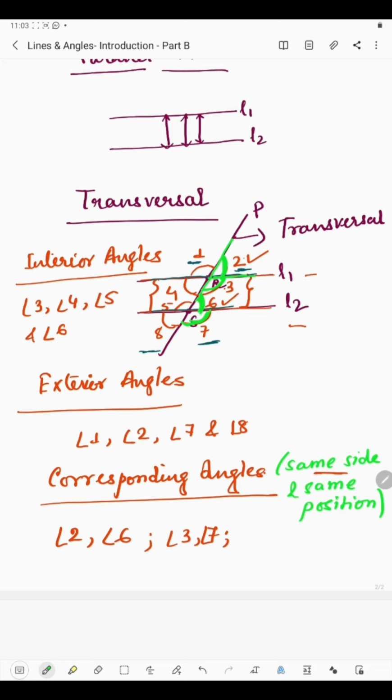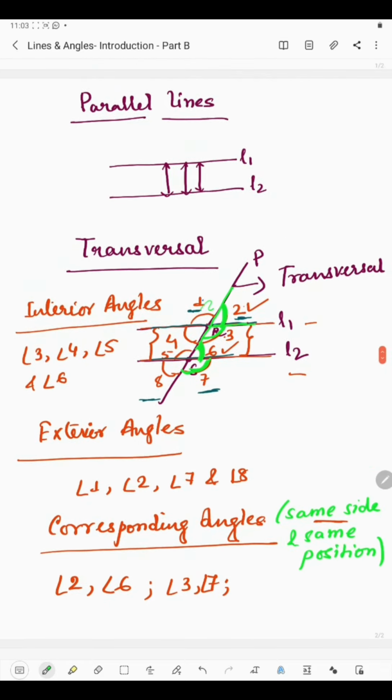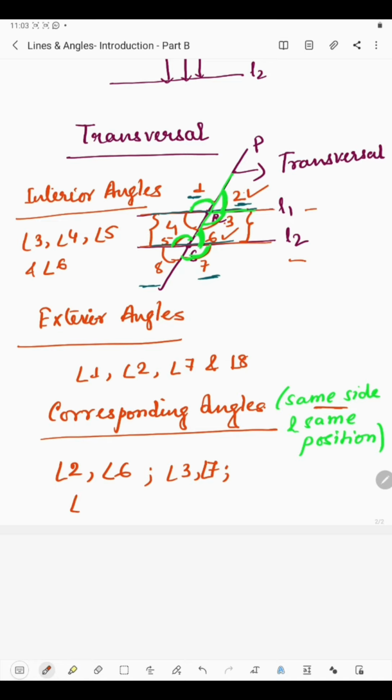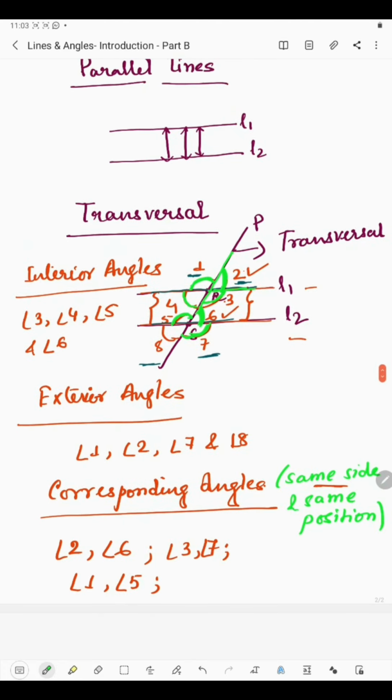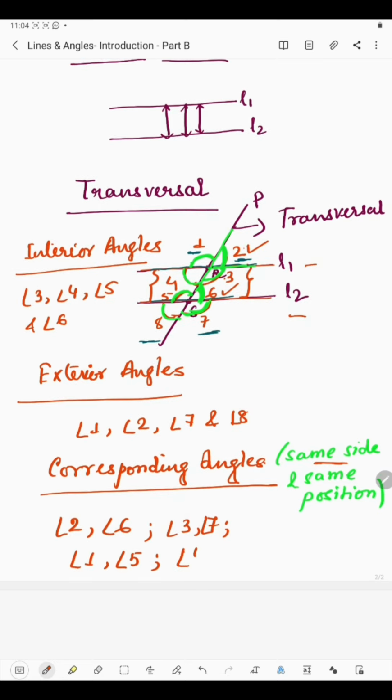Next, if you check the left part, this is the upper part and this is also the upper part. So it's angle 1 and angle 5. And the last one is the down one, this and this, that means angle 4 and angle 8. Okay.